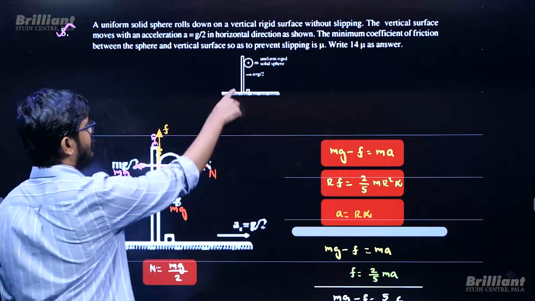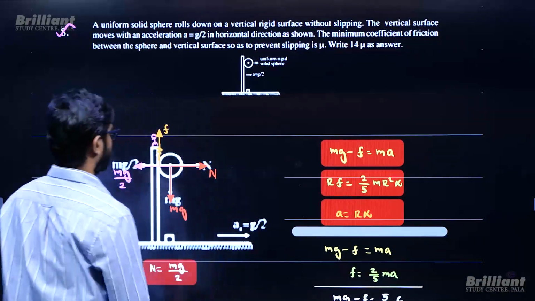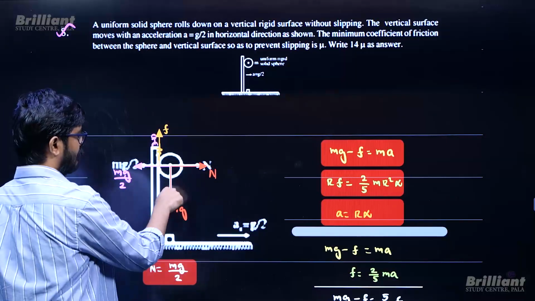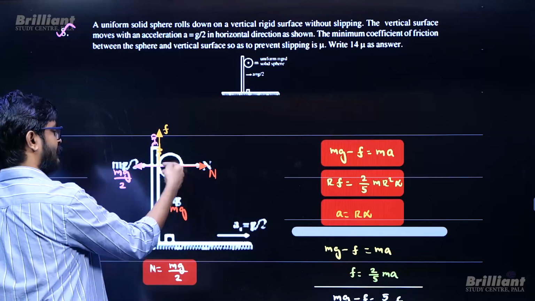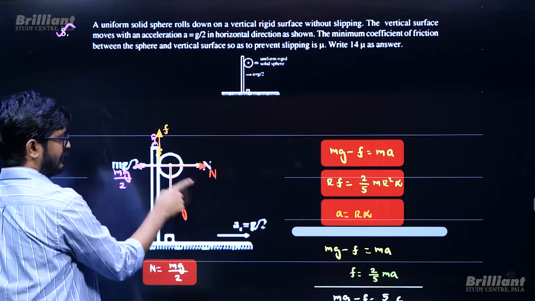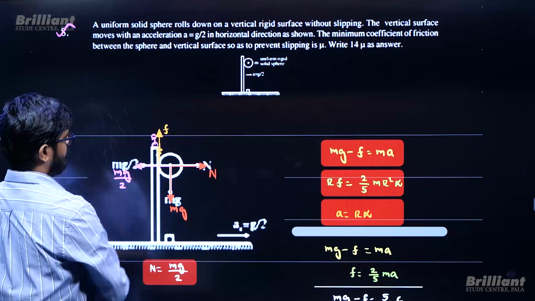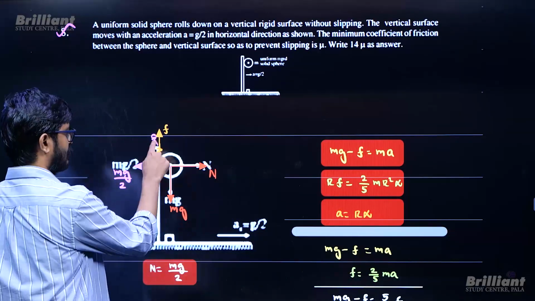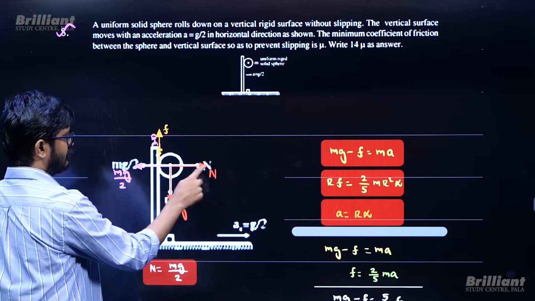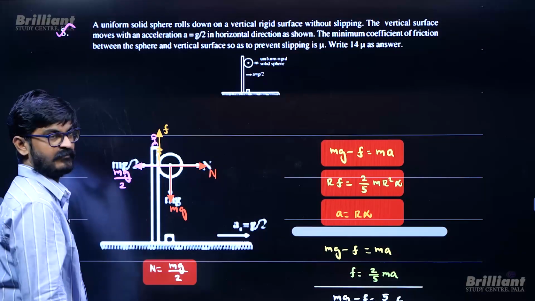So we'll be sitting on the rod. When we sit on the rod, okay, before sitting on the rod, what are the real forces? Weight, normal and friction. So when I sit on the rod, there will be an extra pseudo force, that is the mass of this sphere into the acceleration of the rod in the opposite direction. This is the pseudo force. Now with respect to the rod, it is not going to move in this direction, so N equals mg by 2.